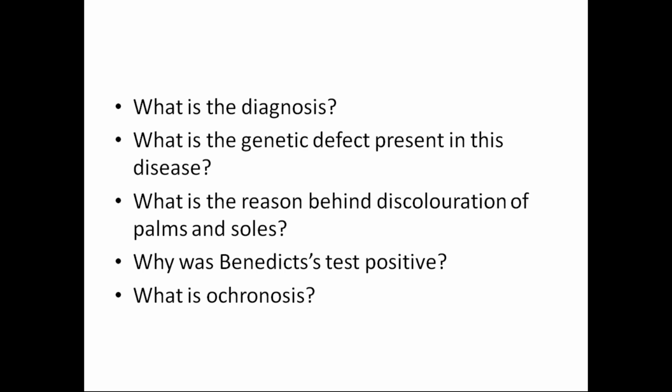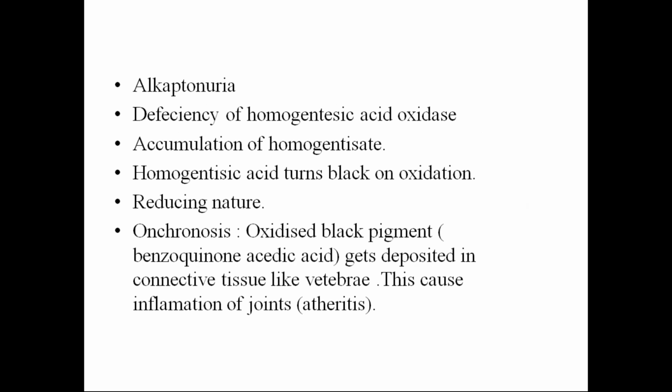So in this condition, there is decrease or deficiency of the homogentisic acid oxidase. This results in accumulation of the homogentisic acid. Okay. So there is deficiency of the homogentisic acid oxidase, which leads to the accumulation of the homogentisic acid. So this homogentisic acid is present in the urine.